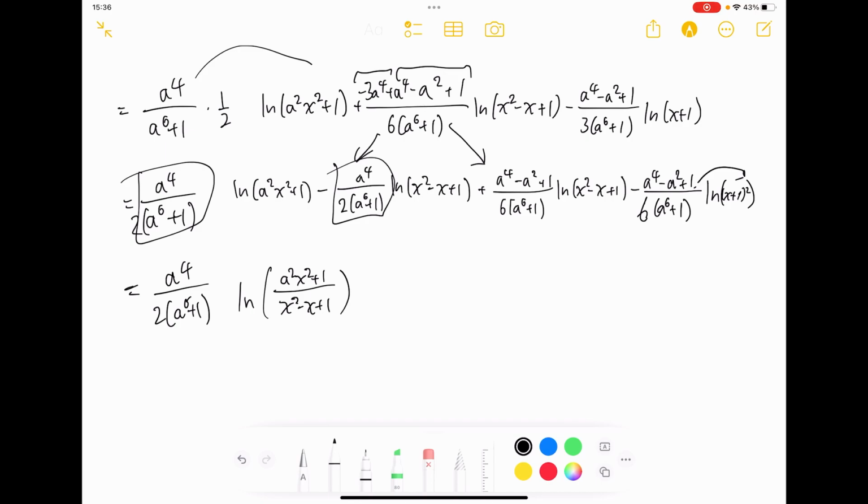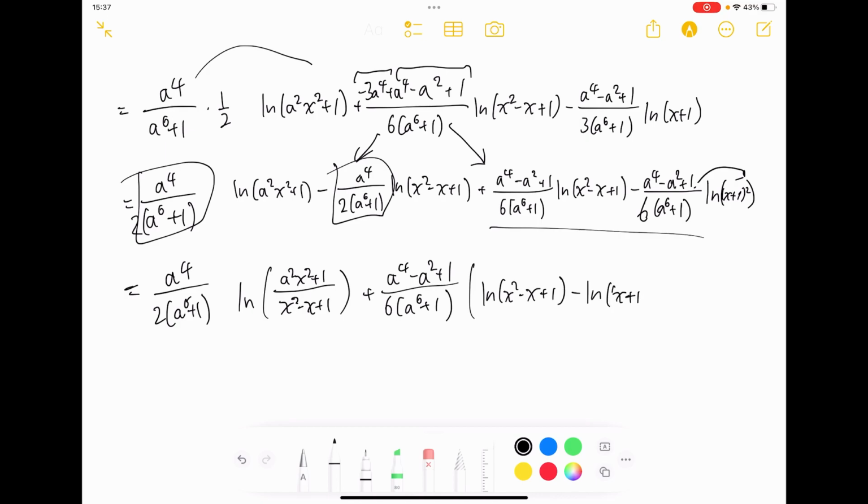And then now, again, we've got the same factor at the front, and we can factor it out. So we've got (a^4 - a^2 + 1) divided by 6 times (a^6 + 1) times natural log of (x^2 - x + 1) minus natural log of (x + 1)^2. And (x + 1)^2 is x^2 + 2x + 1. And again, we leverage the property of logs to combine this into one giant fraction.